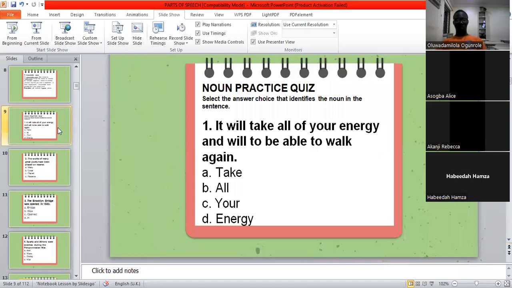So let's look at this question. Select the answer choice that identifies the noun in the sentence. The statement is, it will take all of your energy and will to be able to work again. So we have 4 options. Out of these 4 options, one of them is a noun. We have take, we have all, we have your, and energy.